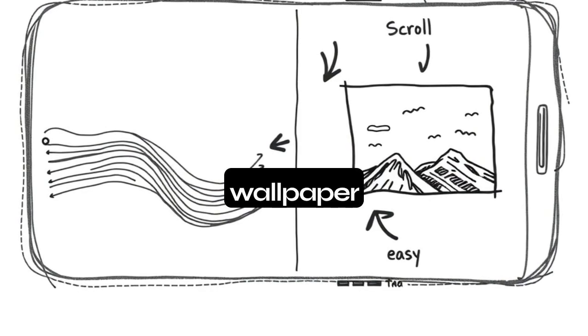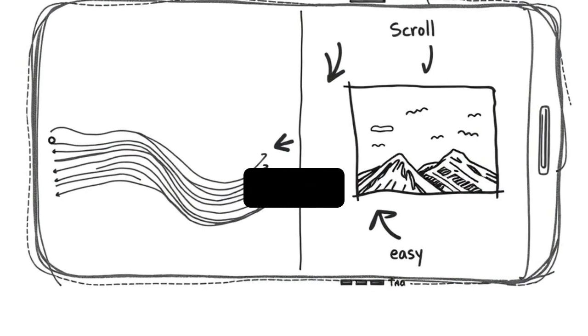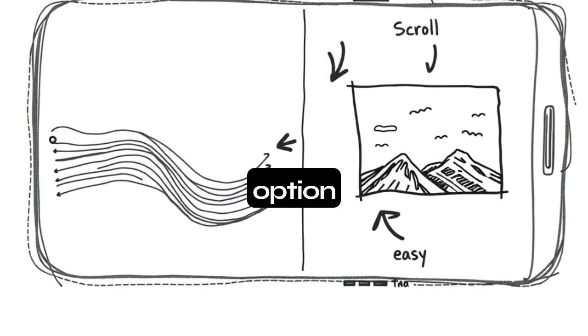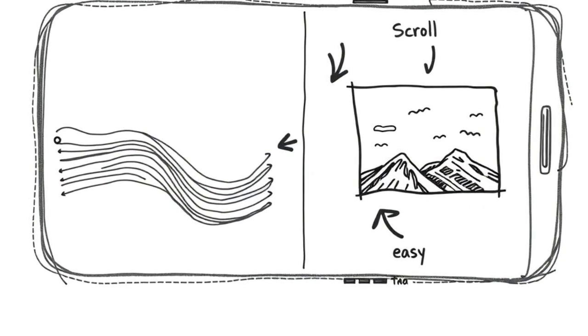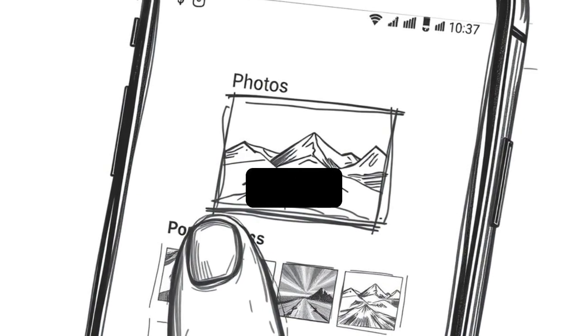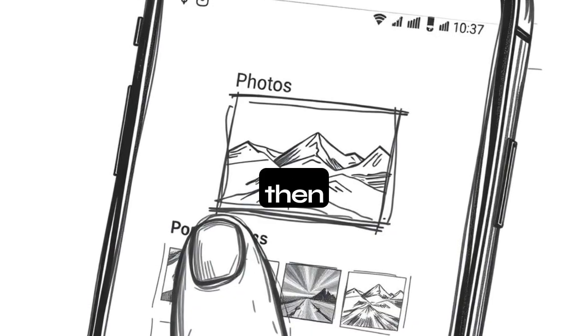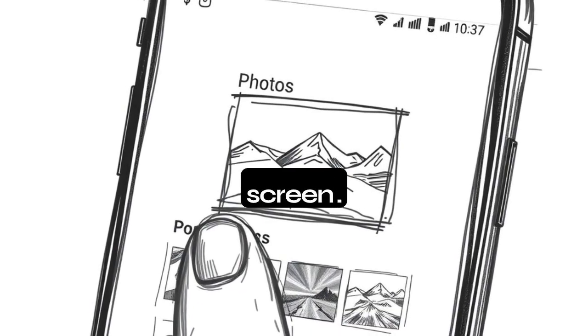You can use a live wallpaper or a static image. Both can scroll, but the option might be in different places. Let's start with a wide photo. Tap on Photos or Gallery, then pick a landscape picture that's wider than your screen.